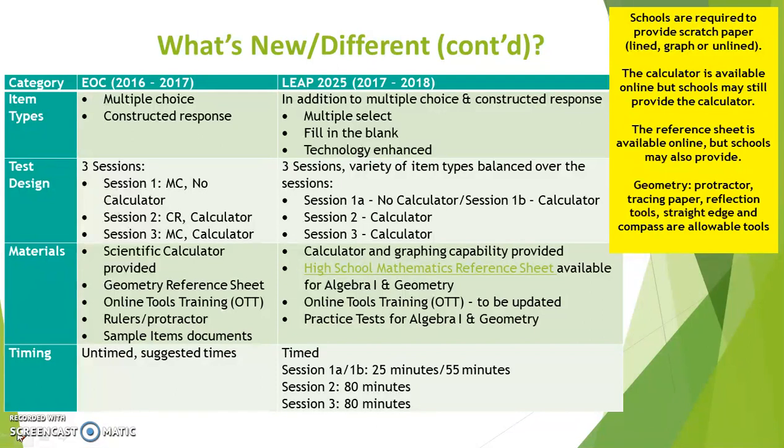The differences in materials provided. Our old assessment system provided a scientific calculator, whereas our new LEAP 2025 assessment will have calculators that have graphing capabilities. In our old EOC, geometry had a reference sheet, but with our new assessment system, algebra and geometry both will have a mathematical reference sheet available. For both assessment systems, there was available online tools training.